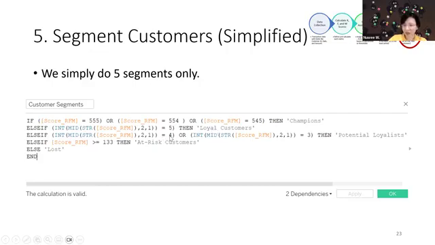If the frequency is 4 or 3, I will call them potential loyalist. Not quite loyal, but almost loyal. If more than 133, meaning it should be 2-something, like 223, 234, or something like this.